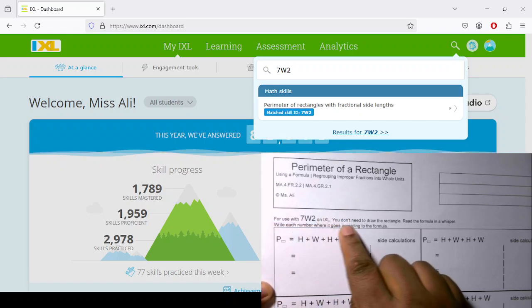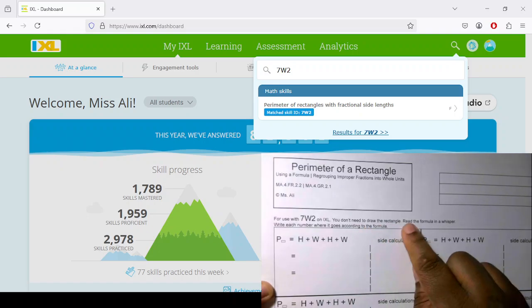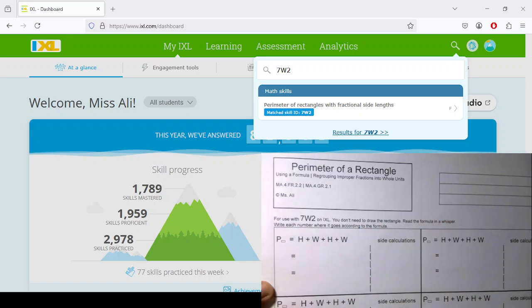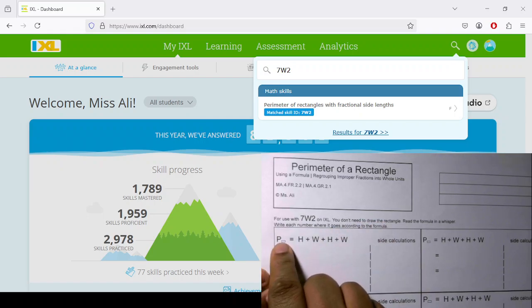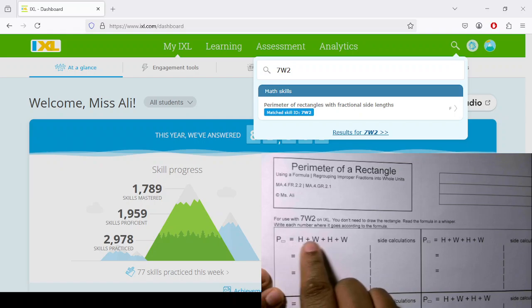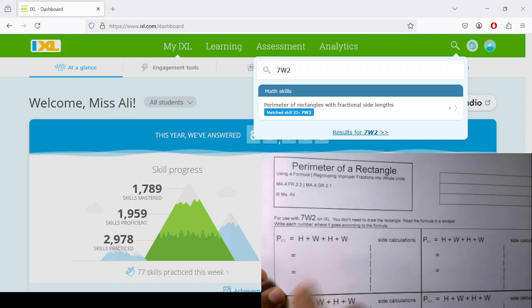Please note that you don't need to draw the rectangle. Read the formula in a whisper. Write each number where it goes according to the formula. The perimeter of a rectangle is calculated by adding up the height and width of every side.